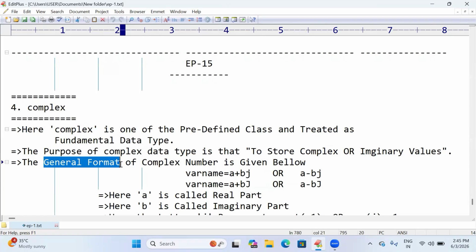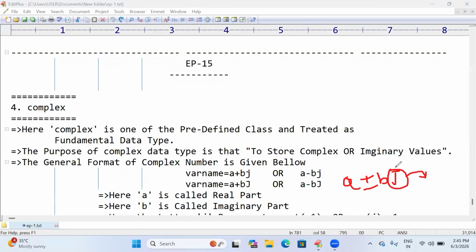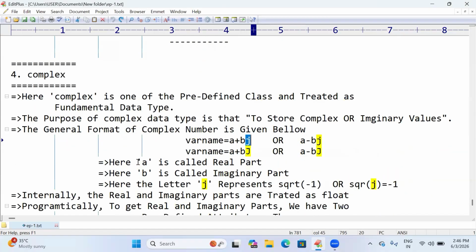Let's see the general format of complex numbers. So see, variable name is equal to a plus bj. You can use small j or capital J. Not only plus, we can also use minus. In place of lowercase j, we can use uppercase J also. Here, a is the real part and b is the imaginary part.